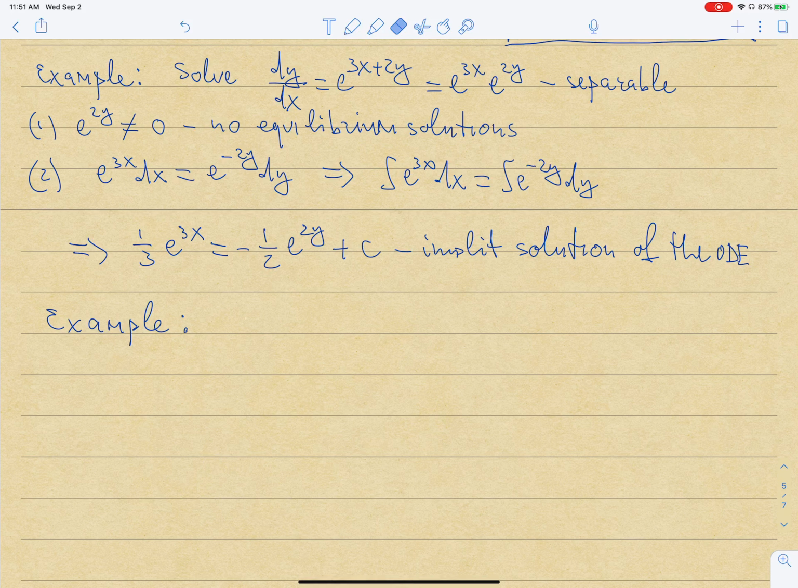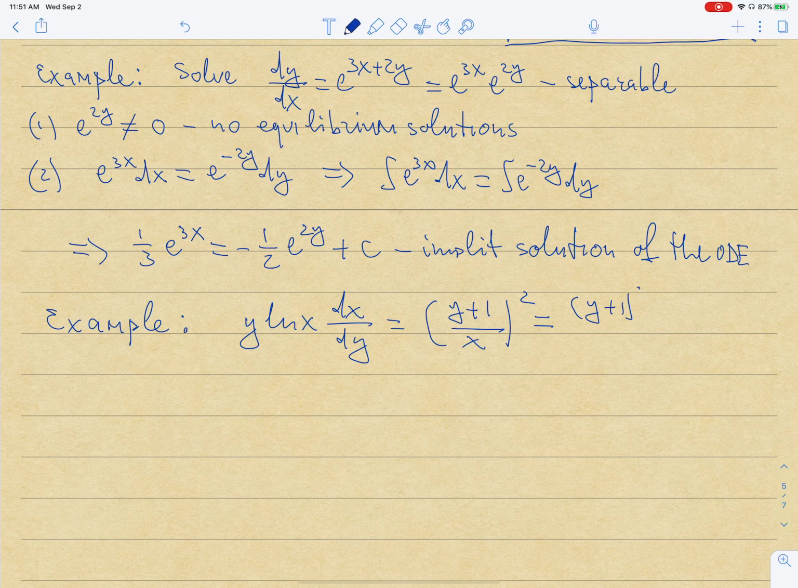Let's try to solve y ln x dx/dy equal to (y plus 1) over x squared, all squared. Would this be a separable equation or not? Let's investigate. First of all, a square of a ratio is the same thing as a ratio of squares. So (y plus 1) squared divided by x squared.